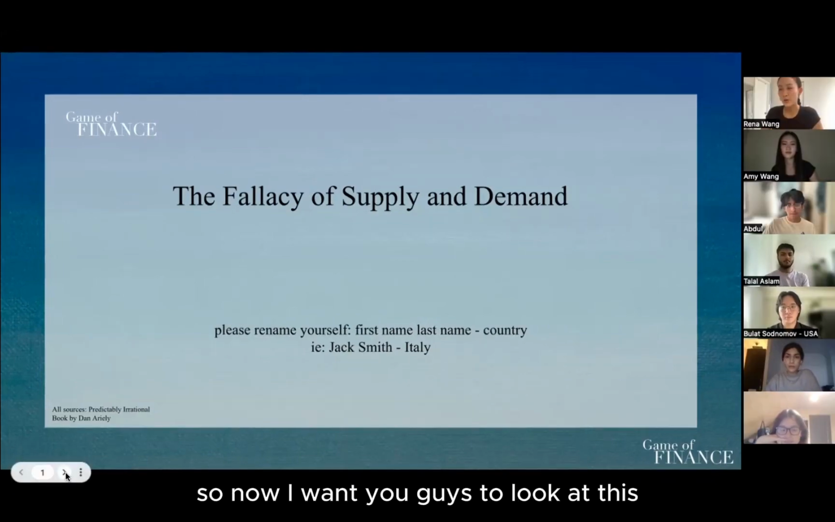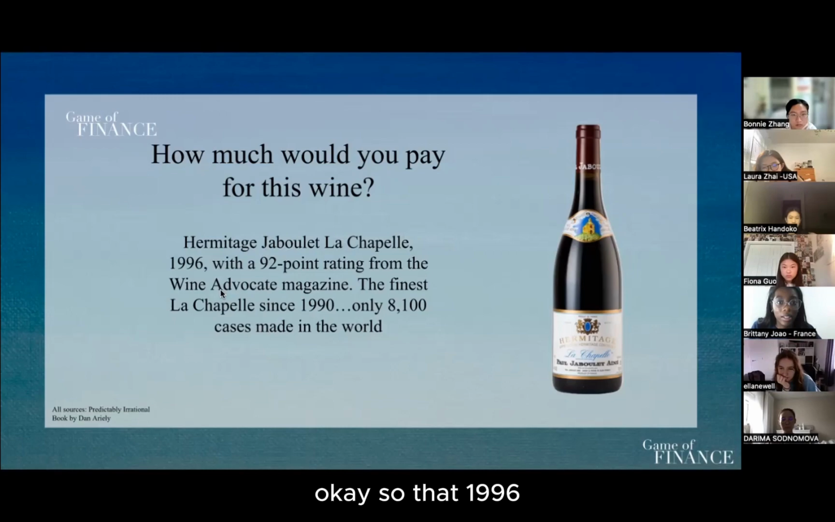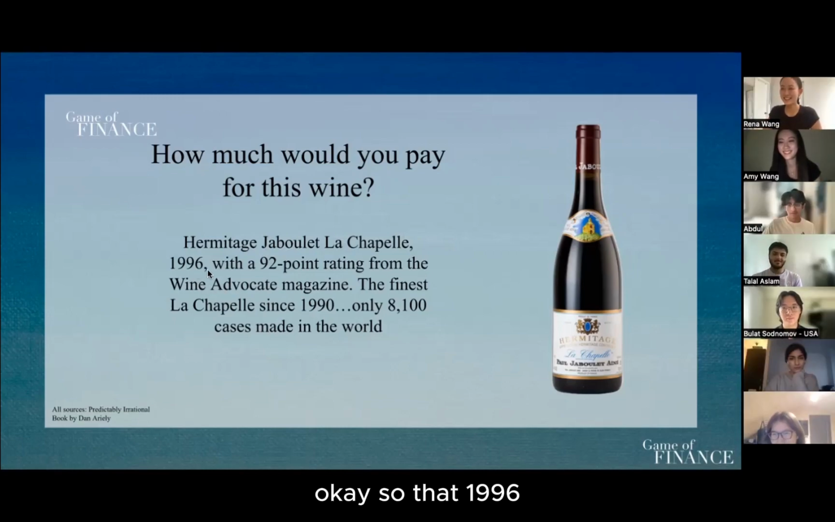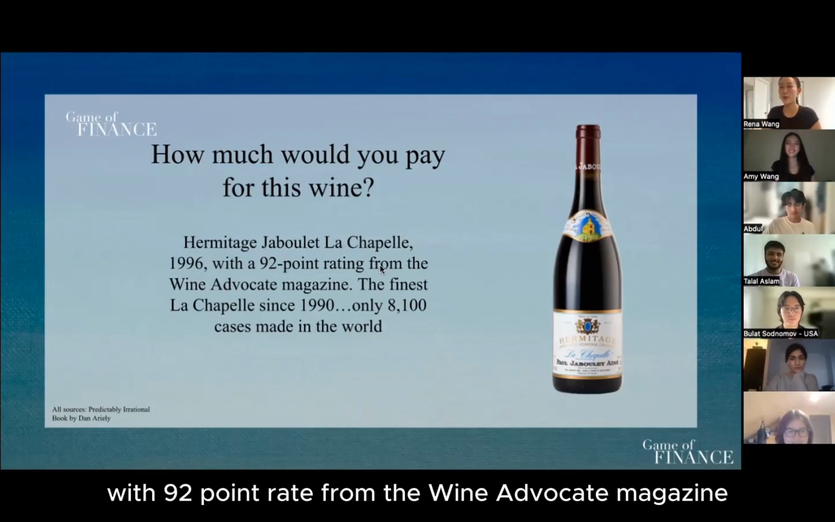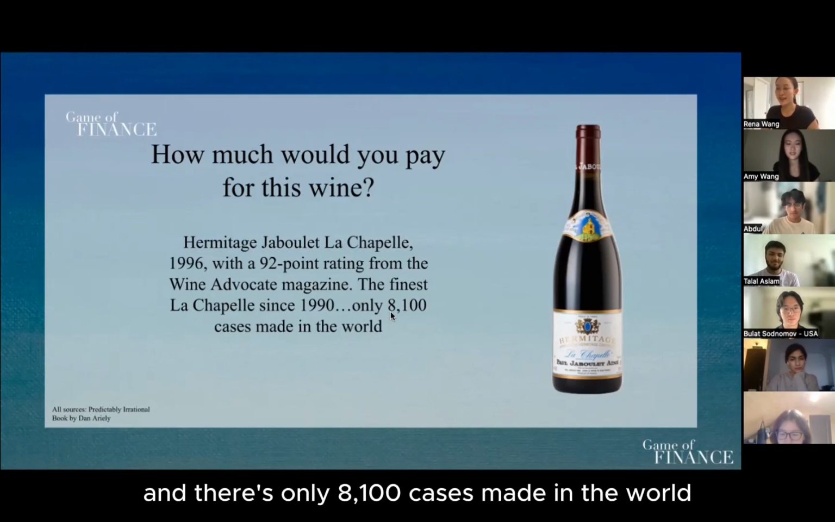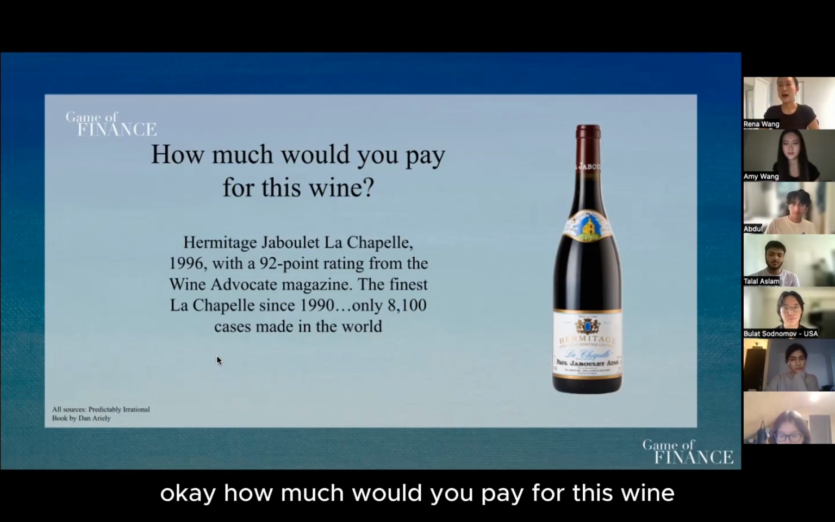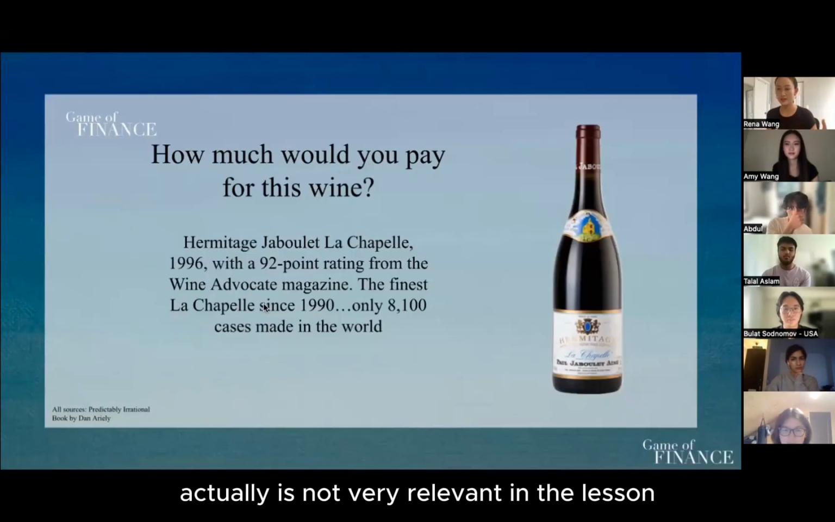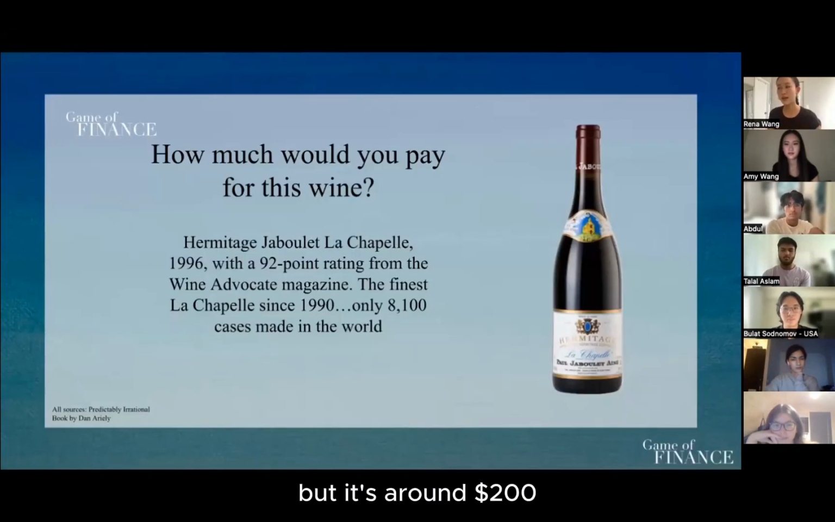Now I want you guys to look at this. That 1996 wine with a 92-point rating from Wine Advocate magazine, the finest La Chapelle since 1990, and there are only 8,100 cases made in the world. How much would you pay for this wine? The real price of this wine is not very relevant to the lesson, but it's around $200.